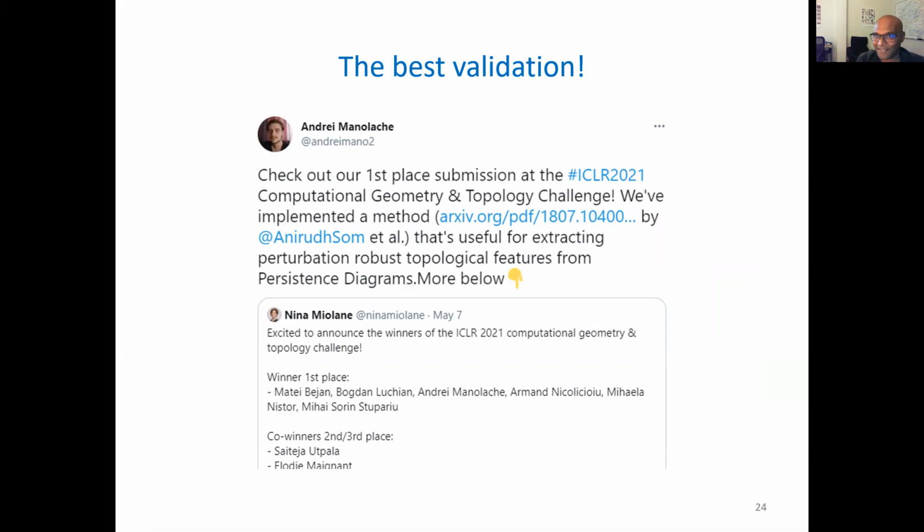One of the recent successes, implicit successes, not us, but a team which was completely unconnected to us, used our method, and they won first place at ICLR 2021 on computational geometry and topology. So they used perturbed topological signatures and our metrics to be the best performing submission to this competition. So that's great validation, third-party validation. We had nothing to do with them. That was satisfying. So where are we headed next with this?